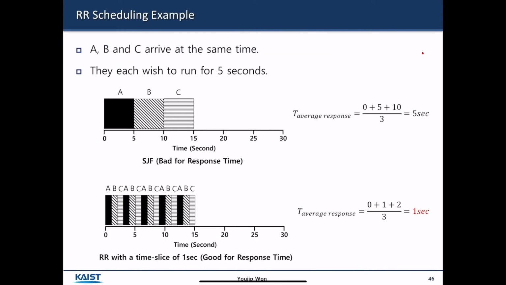For shortest job first, a non-preemptible algorithm, the response time corresponds to 0 for TA, 5 for TB, and 10 for TC. So average response time corresponds to 15 divided by 3, which is 5. But in terms of round robin, it is different. For A, it gets executed immediately. For B, it gets executed after 1 second. And C gets executed 2 seconds after. So the average response time is 0 plus 1 plus 2 divided by 3, which is 1. So in terms of average response time, round robin with a time slice of 1 second performs much better than the existing algorithm.